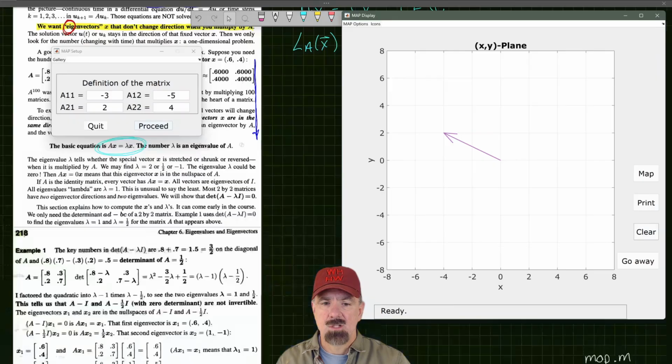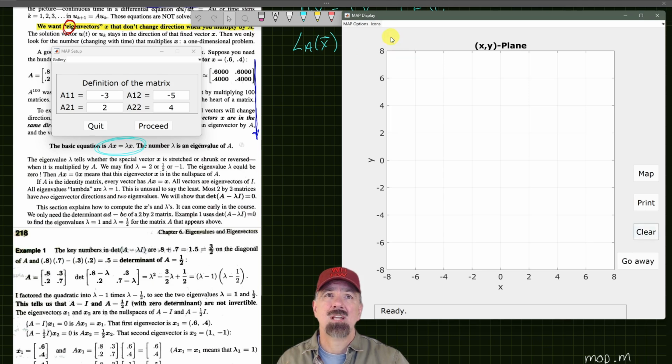And what we want to do is take a look at what happens when we map a vector using this matrix. So we're going to start out with the vector 4, -2, and I'm going to hit the map command. When I do that, it came out yellow, and it's a little hard to see. Let me clear and try again. I've scaled the axes from -8 to 8. It starts out as 2 and 2, but you can come in here and change the axis limit.